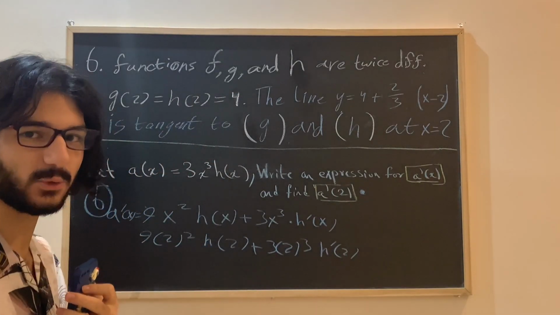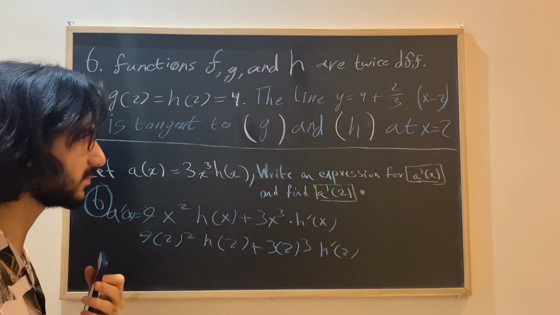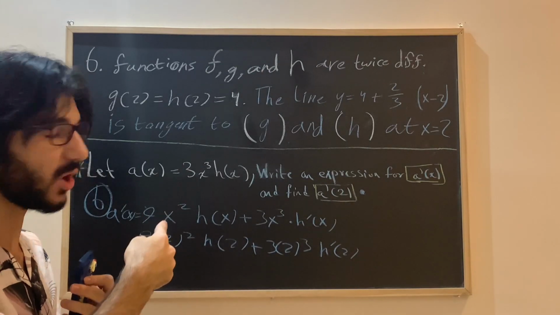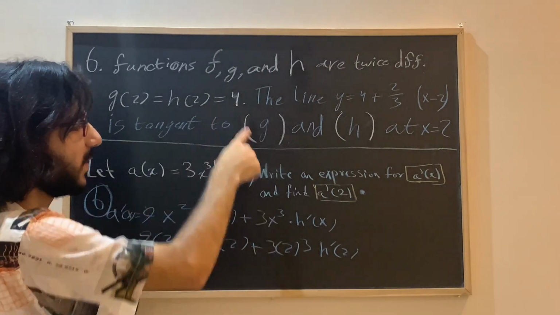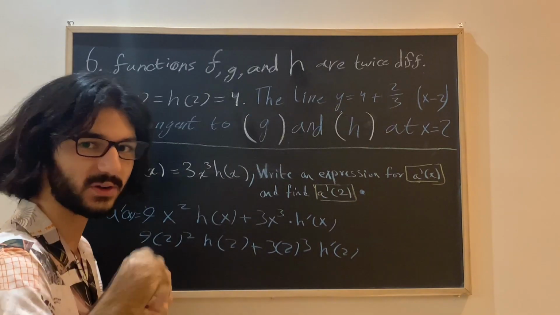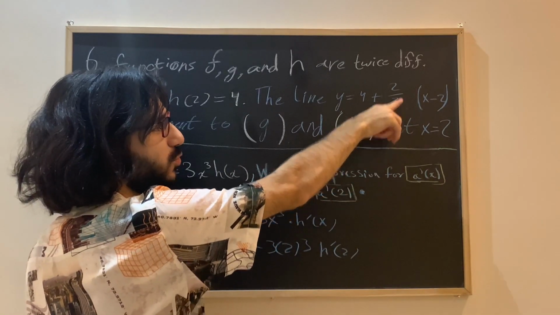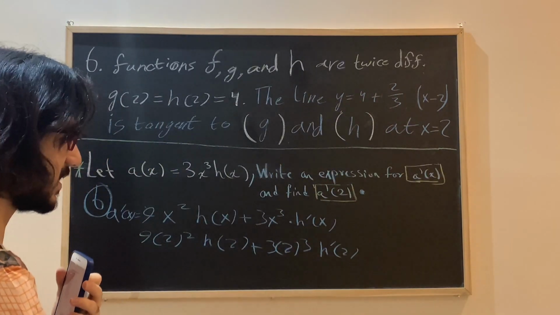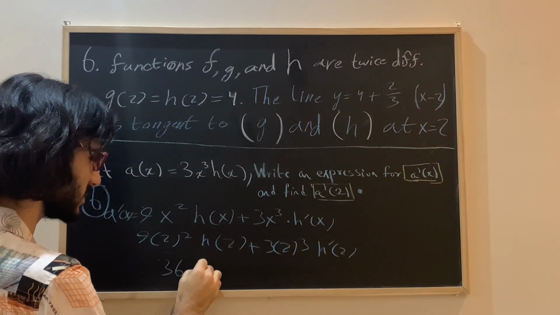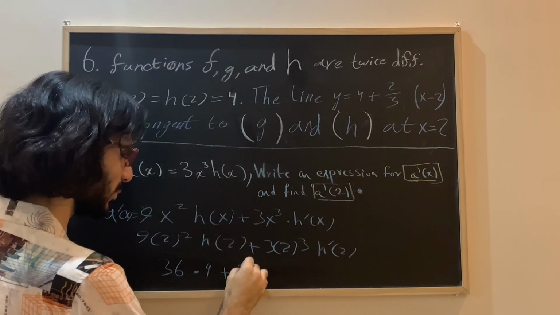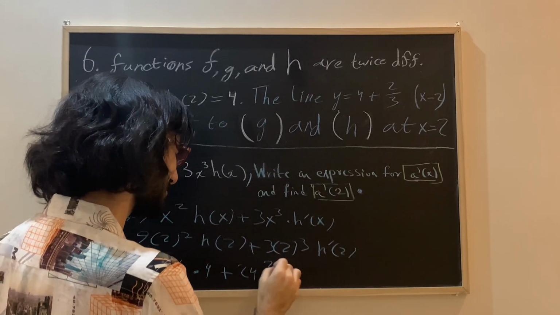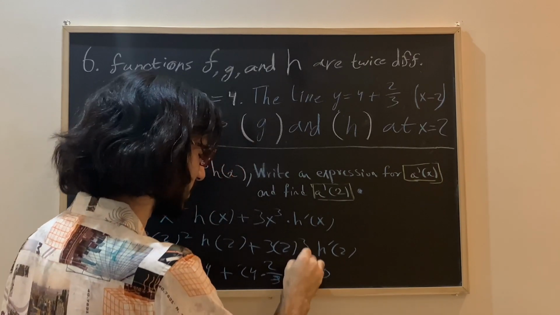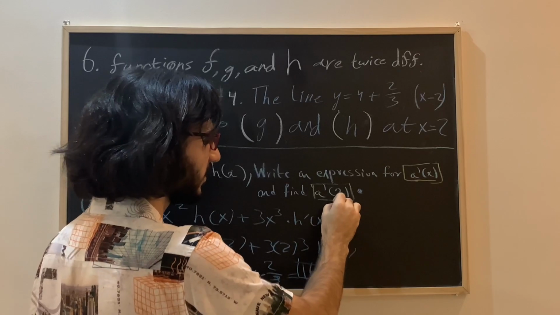You can evaluate this quickly if you already know the values, but in case you forgot, h(2) we can get from the original question: h(2) equals 4. And h prime of 2 from the previous question: h prime of 2 equals the slope of this equation, 2/3. So in the end you get 36 times 4 plus 24 times 2/3, which comes out to 160, which is the answer for this.